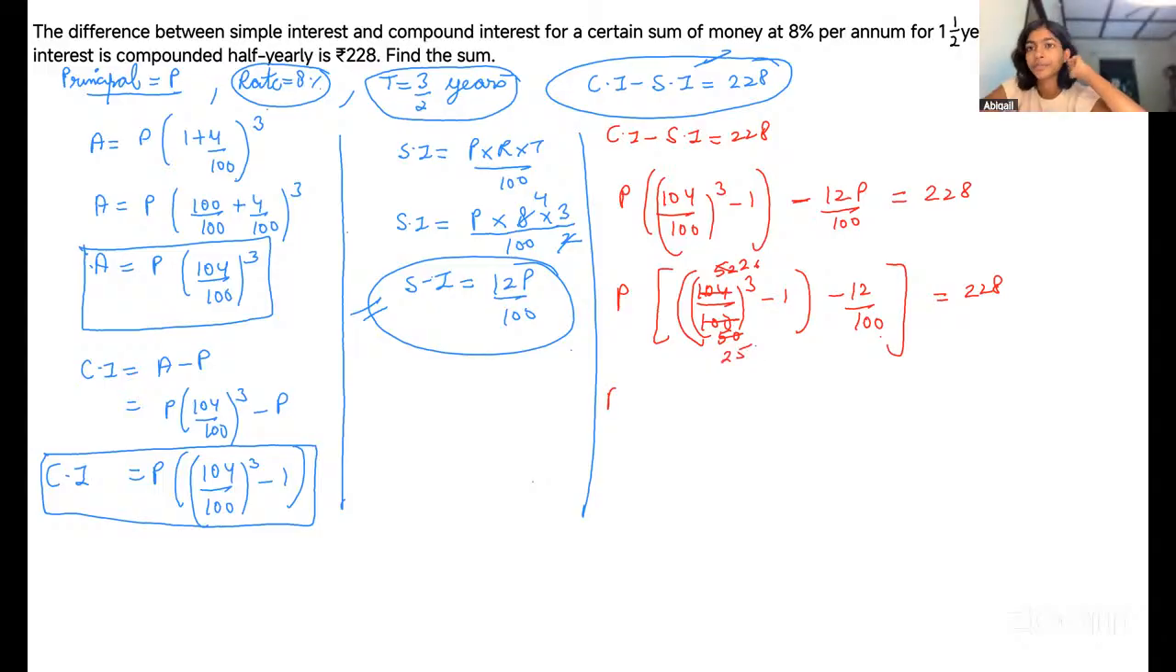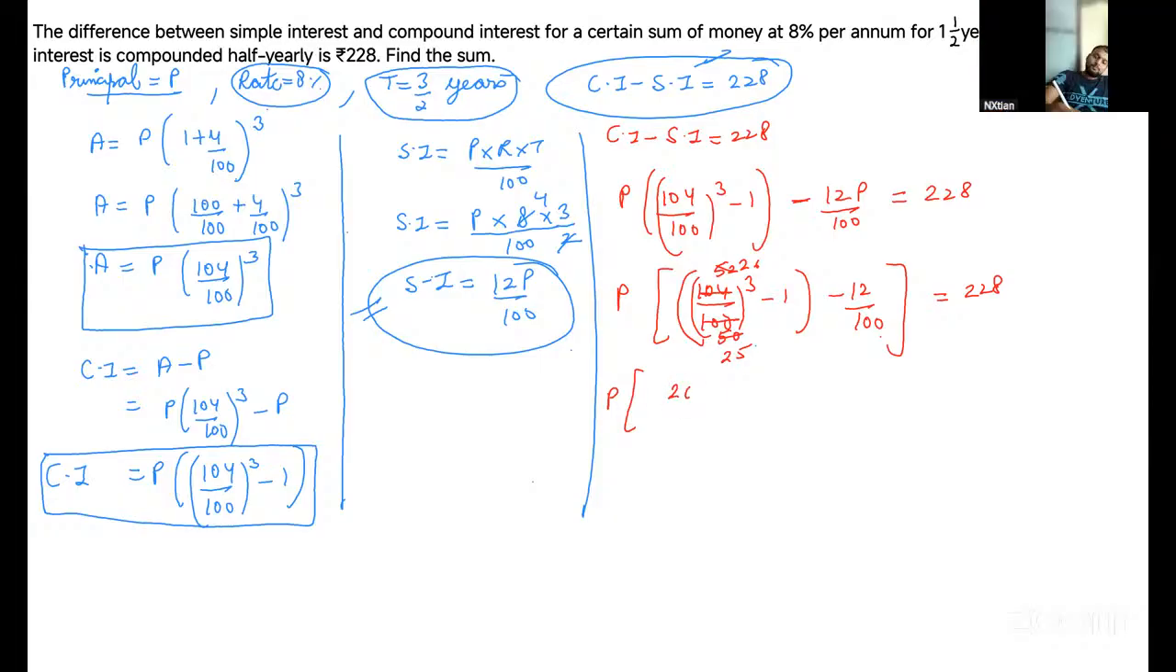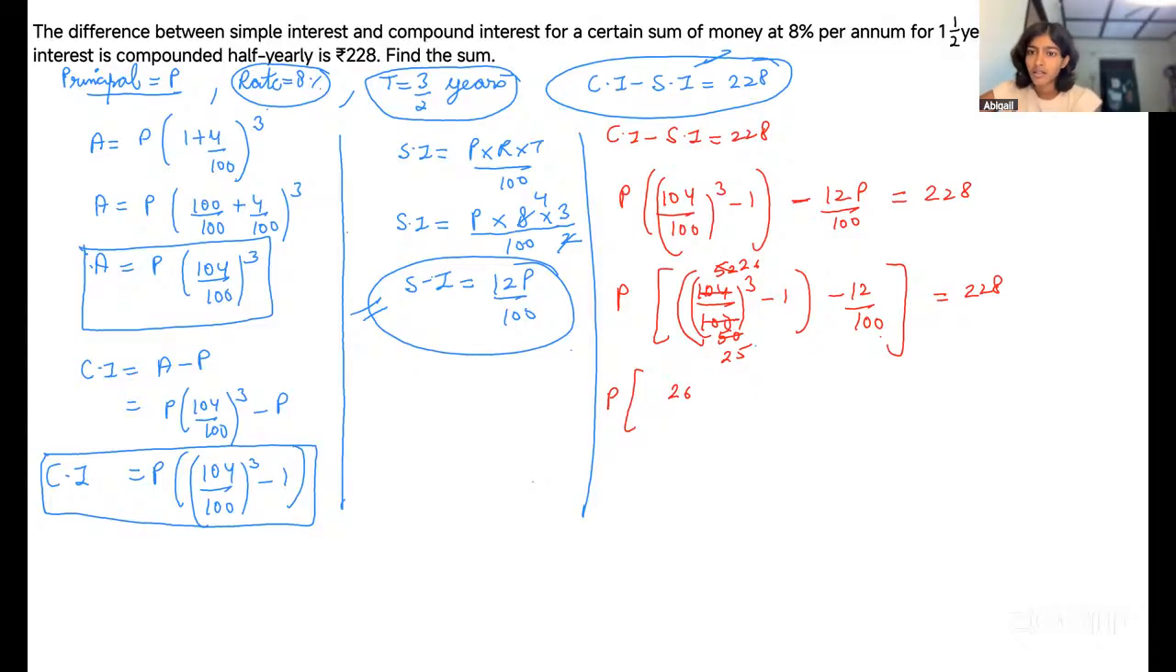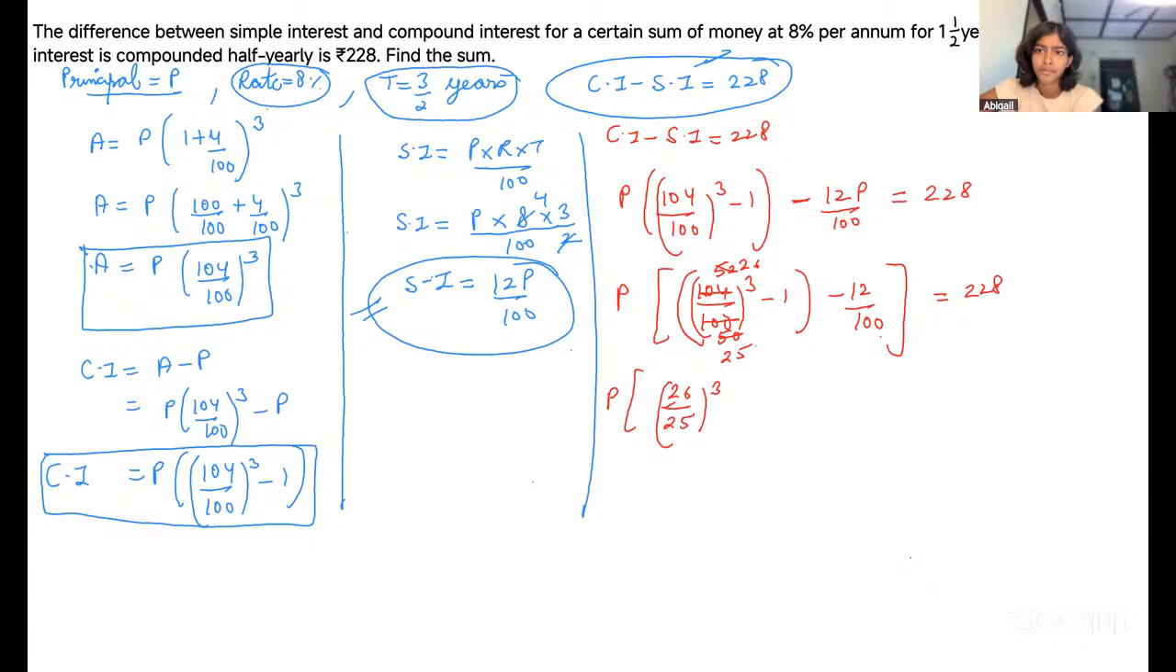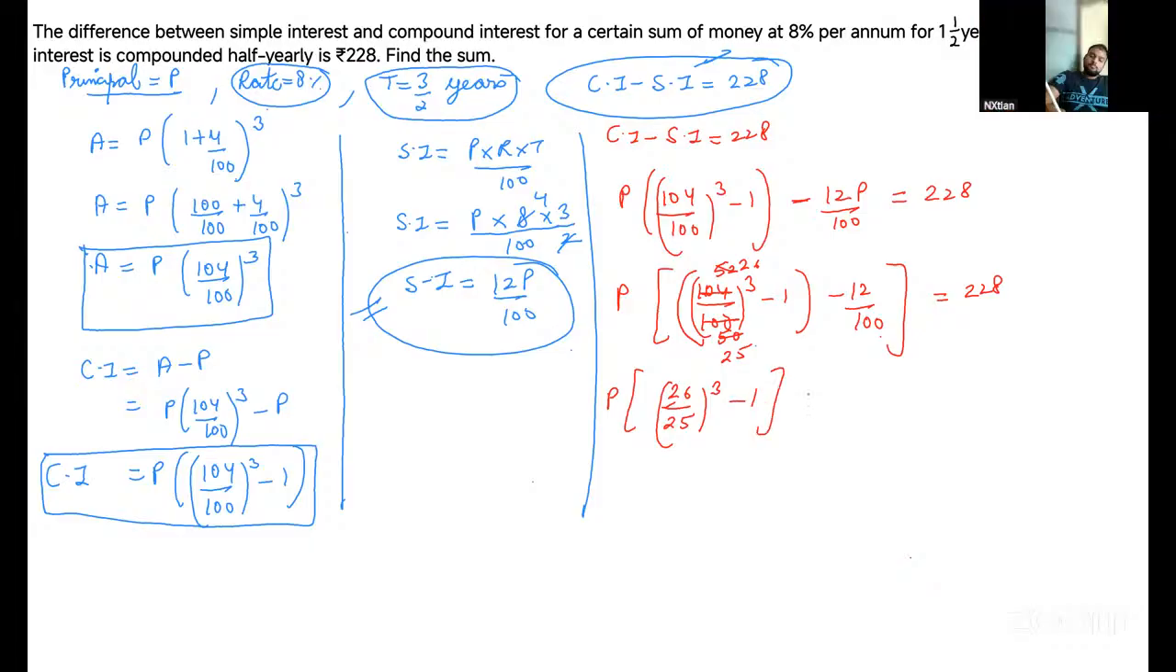Sir, we can expand the 100, and can we also expand 104 into 104 into 104 divided by 100 into 100 into 100, make it a common denominator, and then we can subtract? Do it, but it will be too big a value. Too big a value, not good for the health.